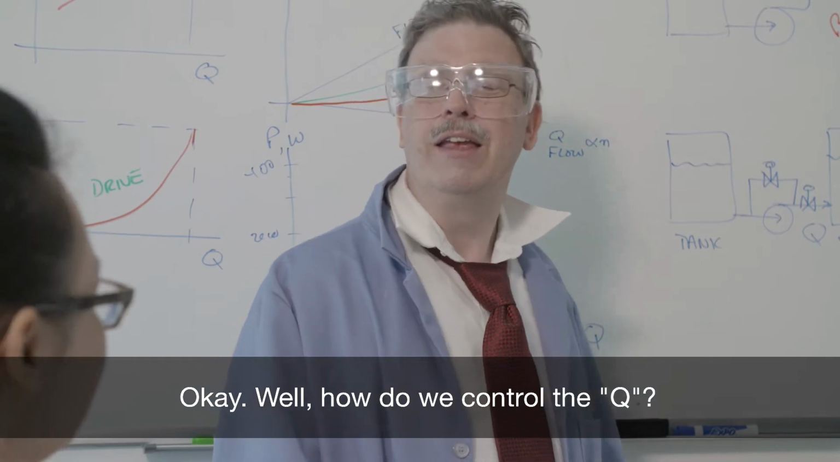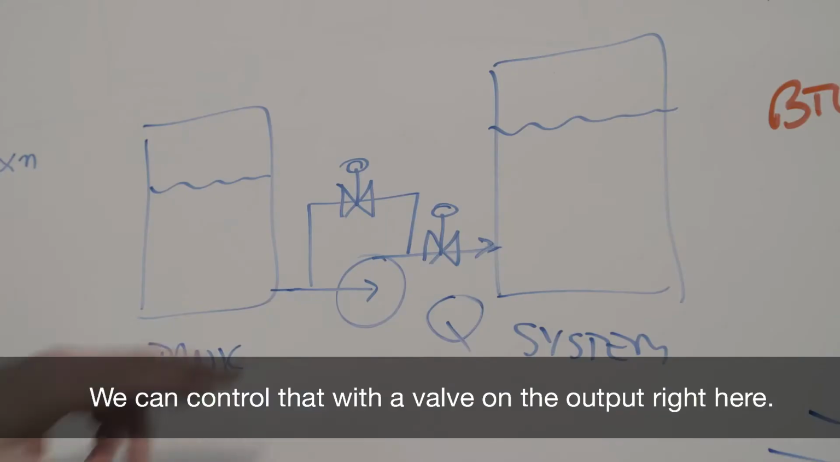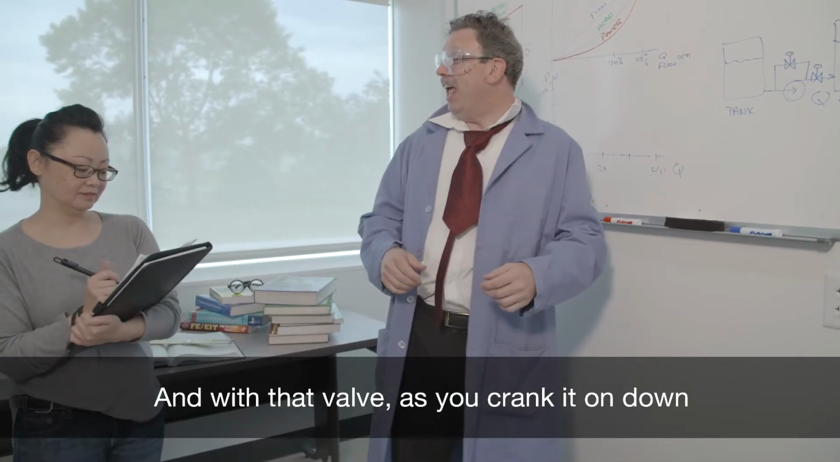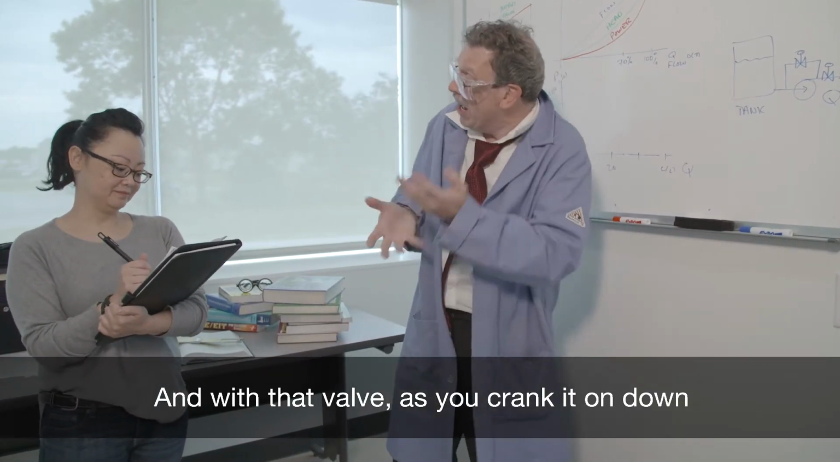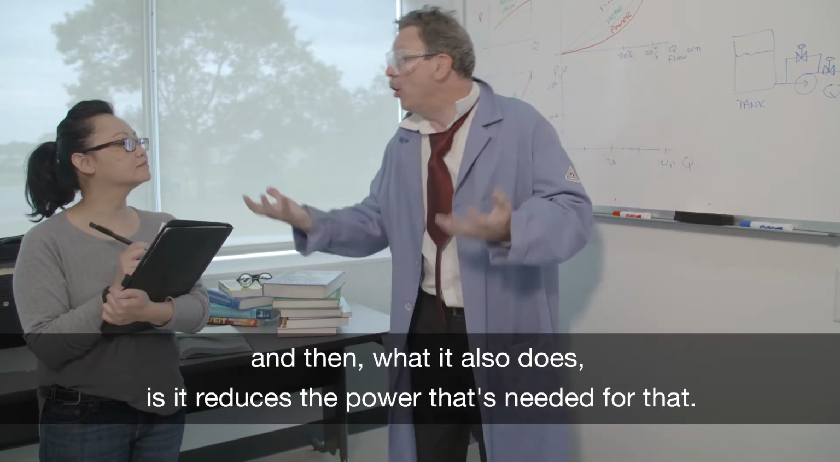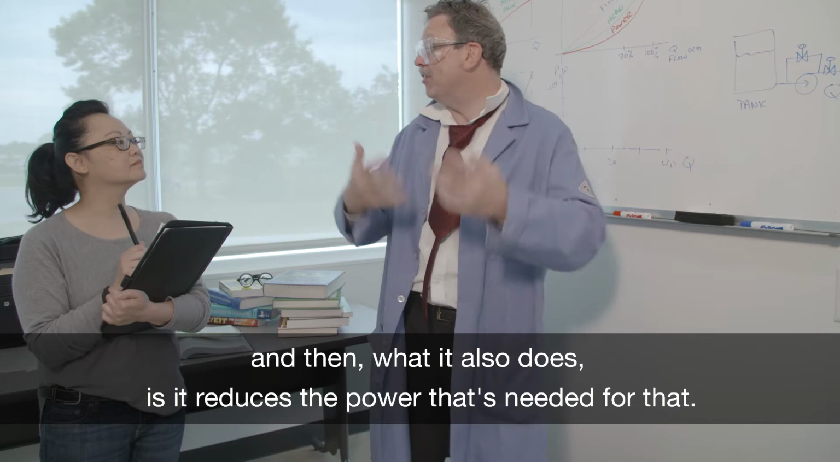Okay. Well, how do we control the Q? We can control that with a valve on the output right here. Like a kitchen faucet. Exactly. And with that valve, as you crank it on down, it reduces the flow, and then it reduces the pressure, and then what it also does is it reduces the power that's needed for that.